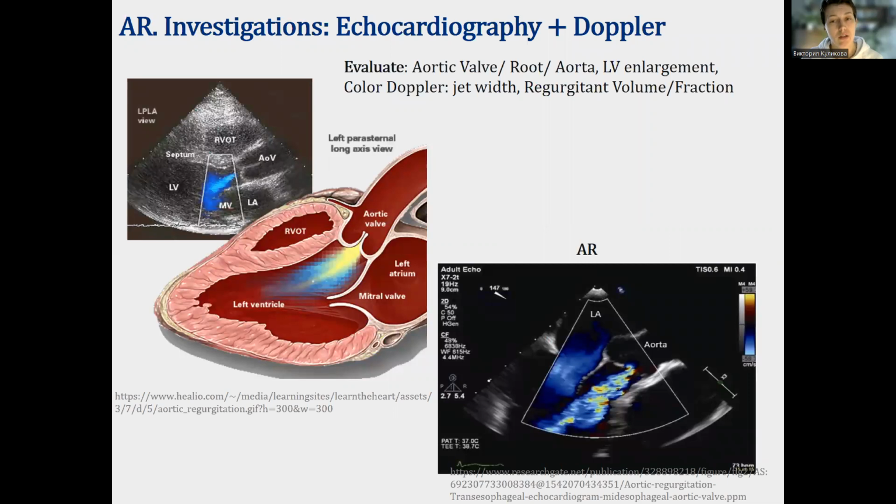Using cardiac ultrasound, we can evaluate the size of the aortic valve, root, aorta, and left ventricle enlargement. Color Doppler helps us to find out jet width, regurgitation volume, and regurgitation fraction. Here you can see the scheme of the heart and regurgitant jet, and a real picture of aortic regurgitation.